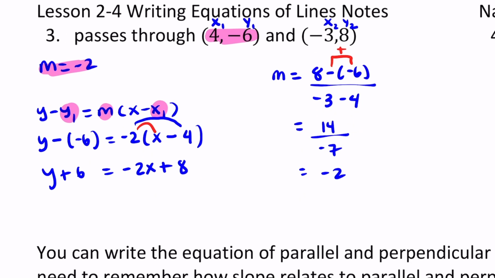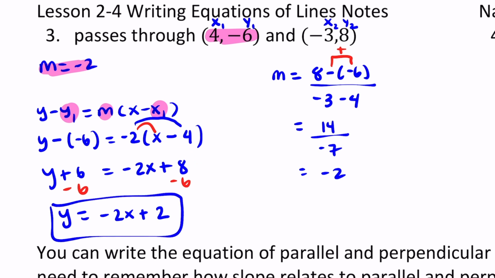Now here I need to get y by itself, so let's go ahead and subtract both sides by 6. So I have y equals negative 2x plus 2, because positive 8 minus 6 is plus 2, or positive 2. And this is my answer.